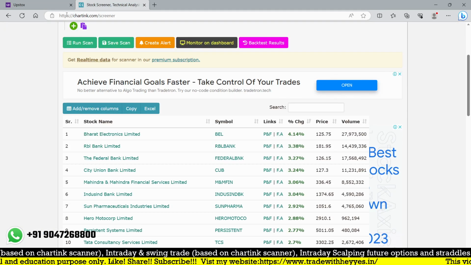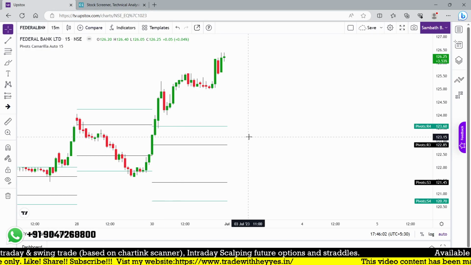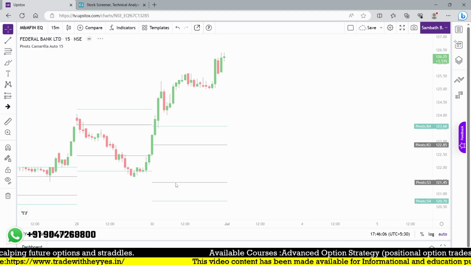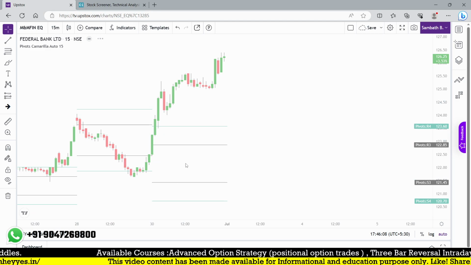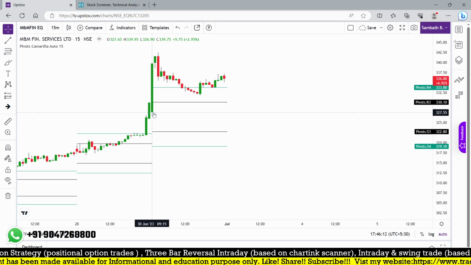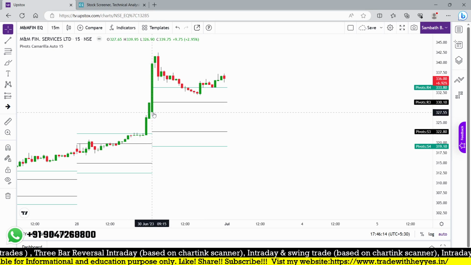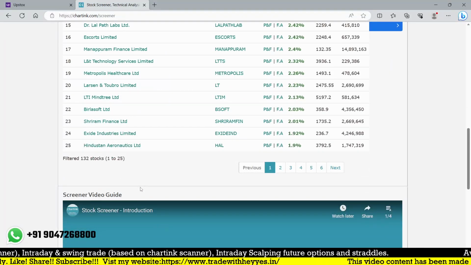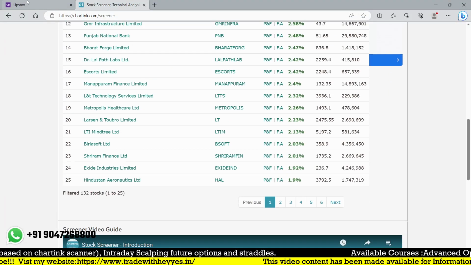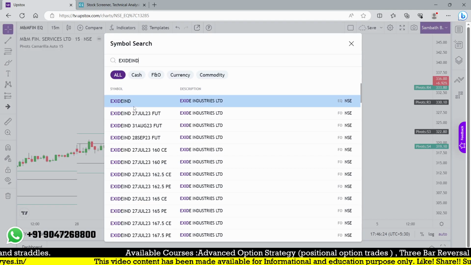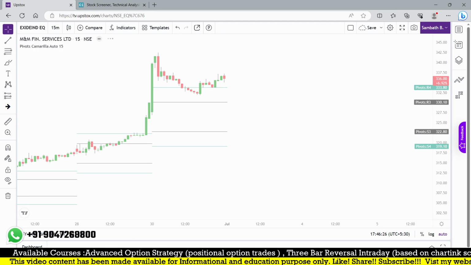So like Mahindra and Mahindra, M&M Finance, let me study it. It is a simple one-line scanner which you have created. M&M Finance, which you are going to update here, and look at the open between there, but it moved higher. So if you find this many stocks, it's not good to take a trade. So even Exide Industries, let me check one by one and we can add more conditions to filter the stocks.